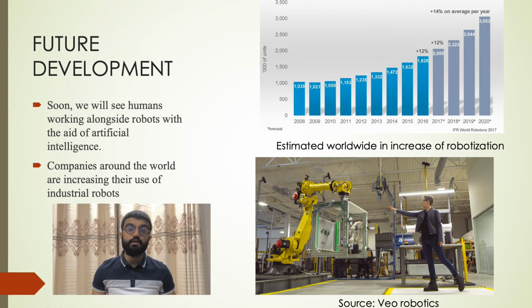In this slide, I'm going to cover the future development of using robotic methods. Soon we can see humans working verbally alongside robots with the aid of artificial intelligence. Companies around the world are increasing their use of industrial robots. Within 5 years, the global operational stock rose by 65% to 2.4 million units from 2013 to 2018, as seen on the image above.